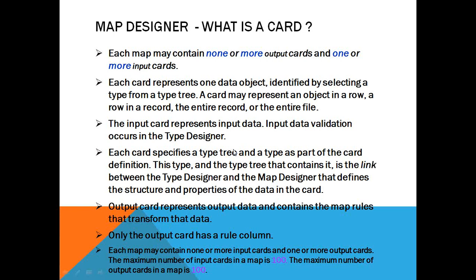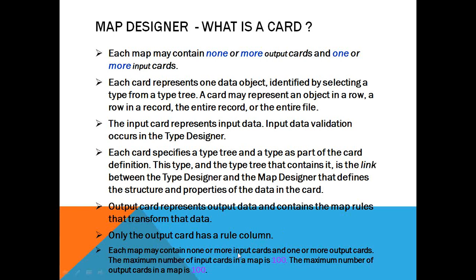Each card specifies a type key and type as part of the card definition. This type and the type key that contains it is the link between the type designer and map designer that defines the structure and properties of the data in the input card. Output card represents output data and consists of the mapping rules. Only output cards will have a rule column.